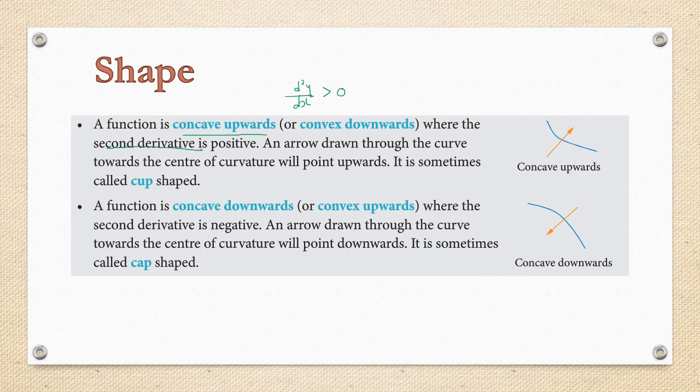Concave upwards actually has two kinds here. It's either like this or like this. Both of these we call concave upwards. If your second derivative is negative, smaller than 0, the shape of the graph should be concave downwards. Concave upwards we call a cup shape, and concave downwards we call a cap shape.